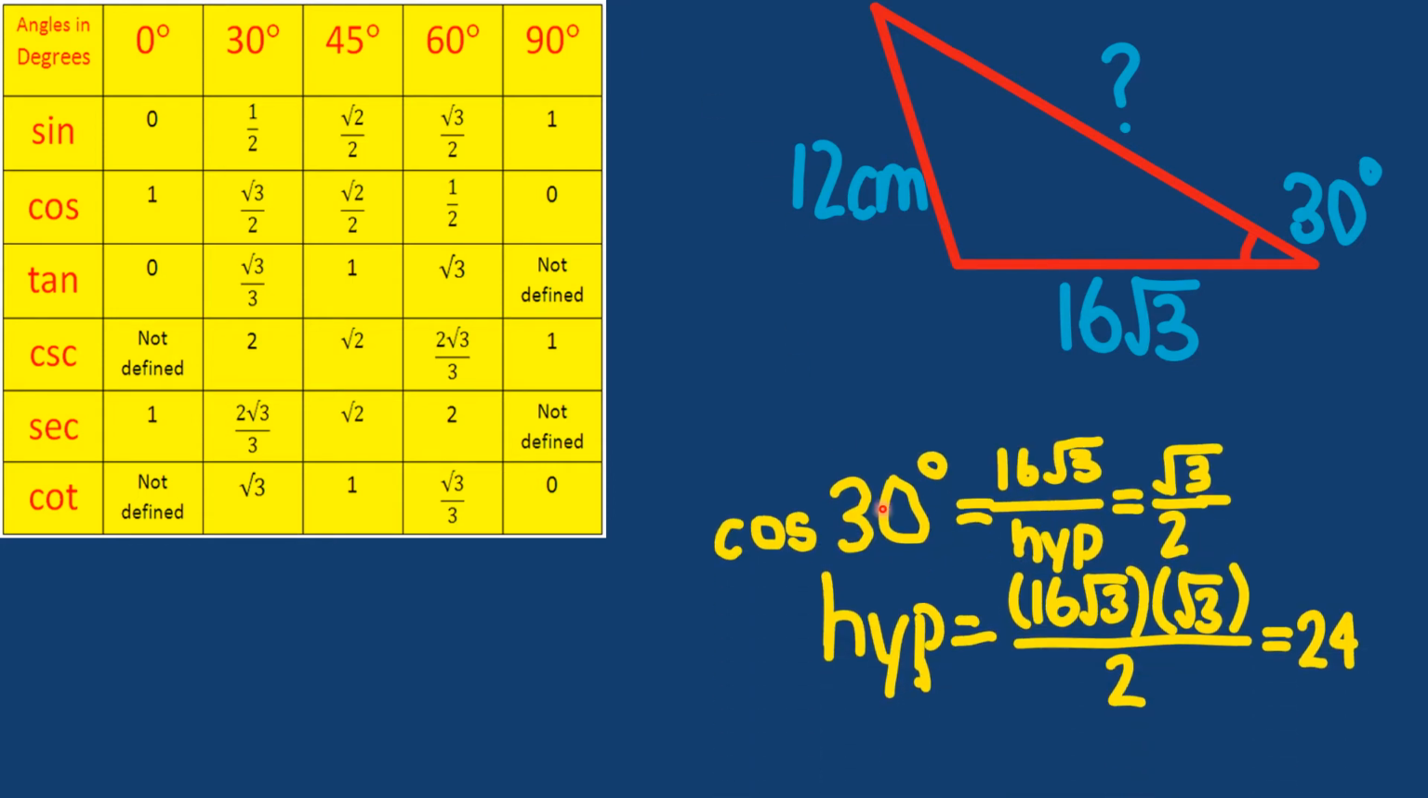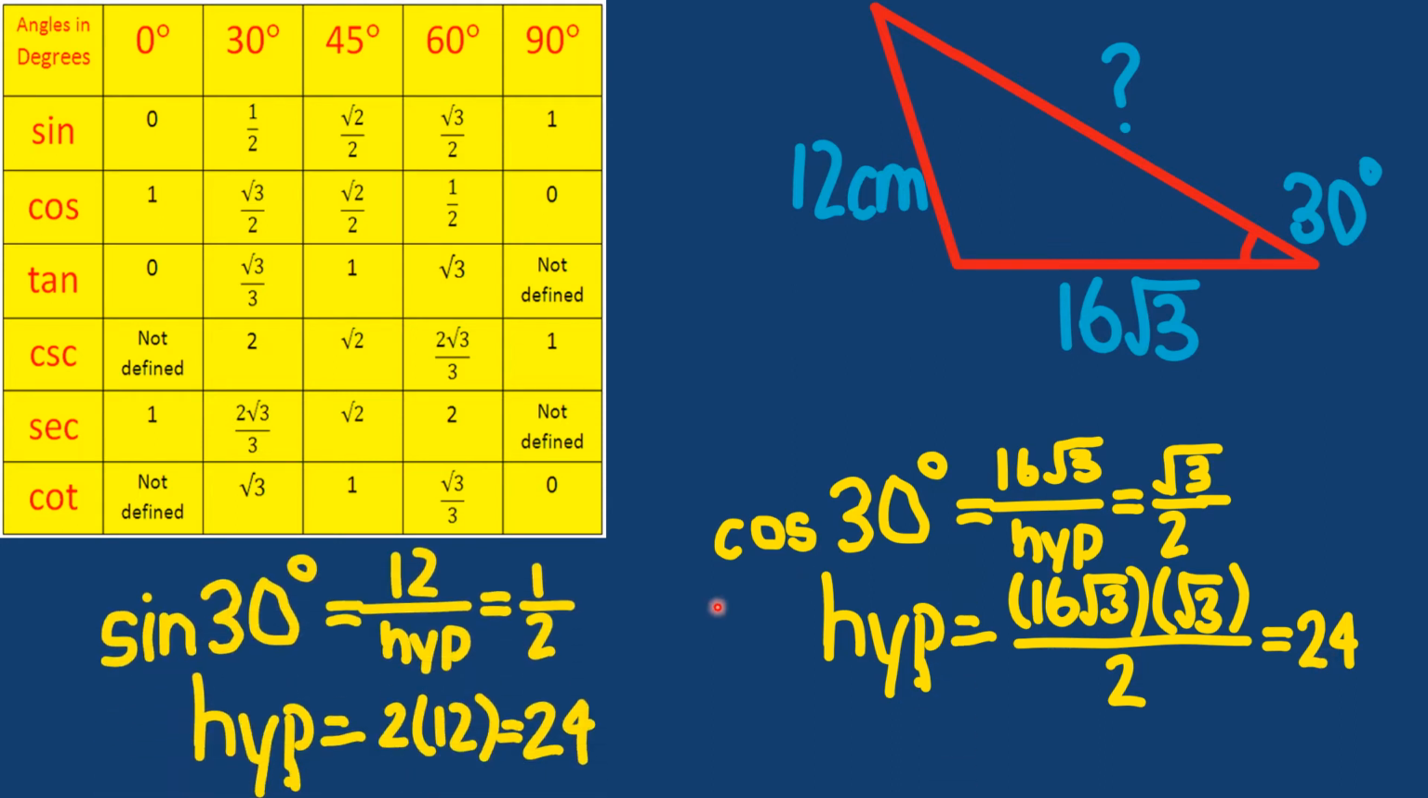Okay, so cosine 30 degrees is your adjacent over your hypotenuse, which in this case is 16 root 3 over your hypotenuse. And according to this, cosine 30 is root 3 over 2. So if I cross multiply, hypotenuse will be 16 root 3 times 2 divided by root 3, which is 32.